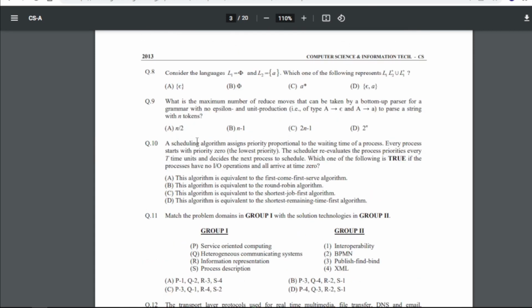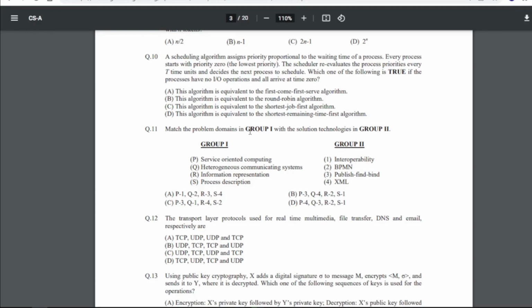Now another question is, what is the maximum number of reduce moves that can be taken by a bottom-up parser for a grammar with no epsilon and unit production, that is of type A to epsilon and A to A, to parse a string with n tokens? So for question number 9, our answer will be B, that is n-1.